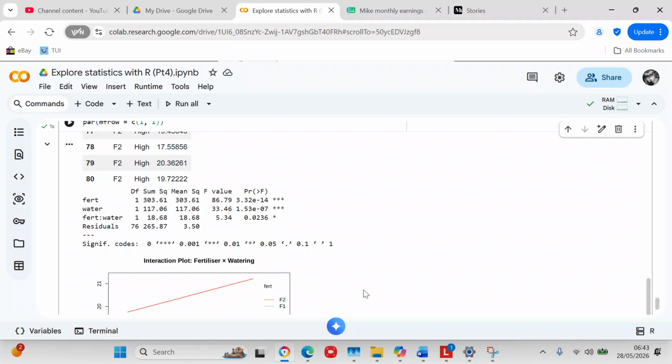And so that means you're going to have to reject the null hypothesis in favor of the alternate hypothesis, which means you're going to say there is a significant difference between fertilizer or water, and in this case, fertilizer and water.